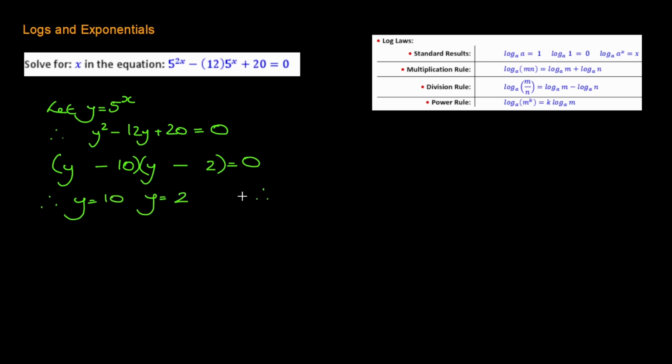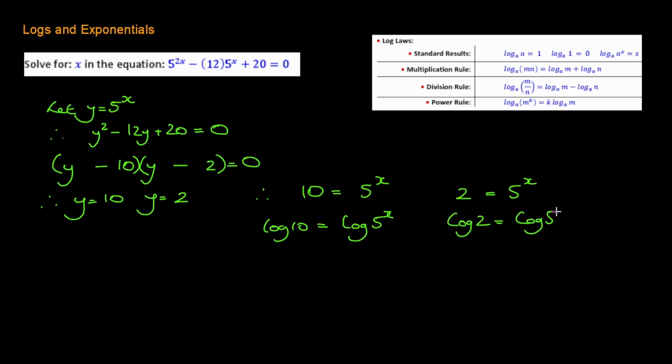So our two equations become, we've got 10 is equal to 5 to the power x, and we've got 2 is equal to 5 to the power x. And the solution is to take logs of both of those equations. So doing them both together, I get the log of 10 is equal to the log of 5 to the x, and here I get the log of 2 is equal to the log of 5 to the x.